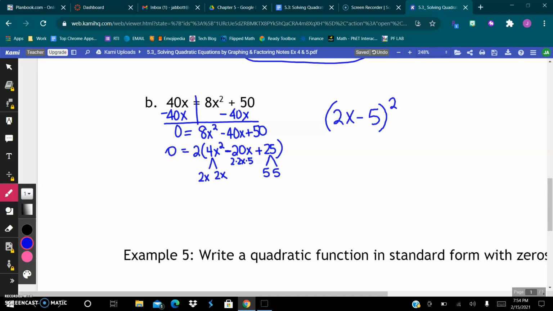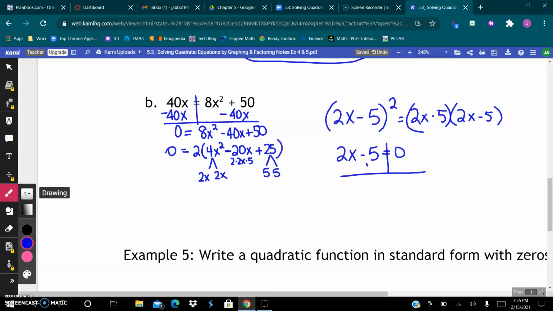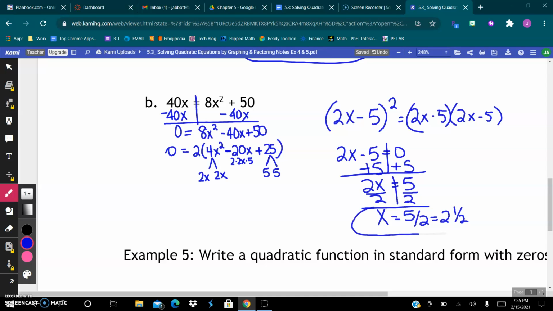So what that means is that we have 2 of them. This is just a simplified version of this. So instead of writing it out twice, we can just say squared. And then we want to find the 0. Where does it cross the x-axis at? Oops, I don't want a parenthesis. I want equals 0. So we're going to add 5. So I have 2x equals 5, and then I have to divide by 2. So 5 divided by 2 is also 2 1/2. So this one has 1 zero. It crosses the x-axis at 2 1/2.